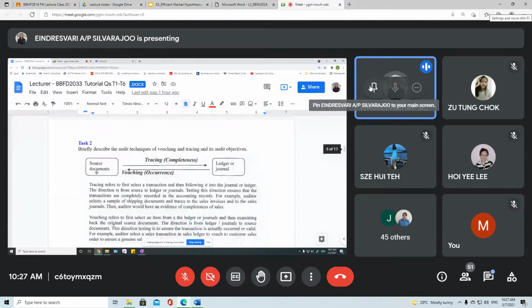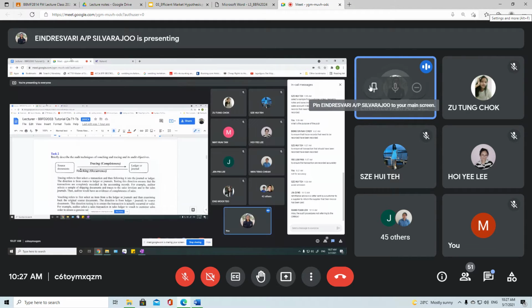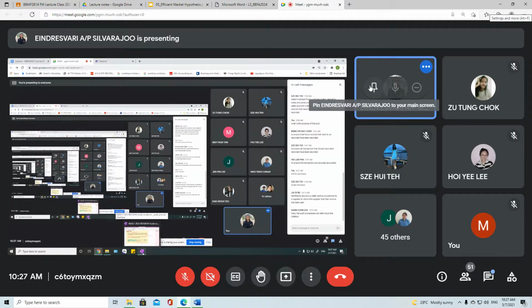You see here, this picture. This is tracing. Tracing is from source document to ledger or journal. And from ledger or journal to the source document will be vouching. So you will need to write the procedure accordingly. When you are writing procedures related to vouching and tracing, you need to show me your accounting documents. Okay, are you clear?